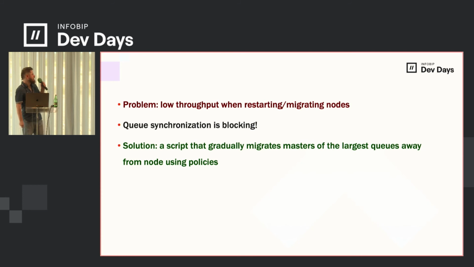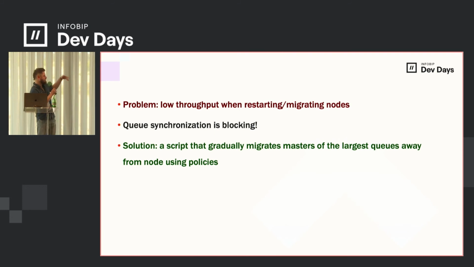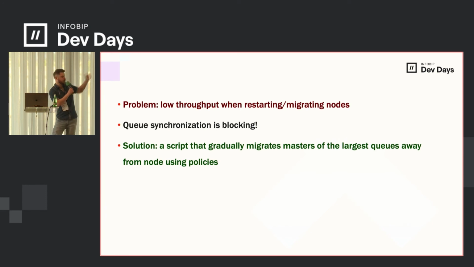When restarting or migrating nodes, queue synchronization is a blocking operation, surprise. So in the case of large queues, we had to create a script. Let's say we need to migrate, upgrade or restart some node. We use this script to very slowly move away masters of all the largest queues, because otherwise they would be unresponsive on the queue restart.